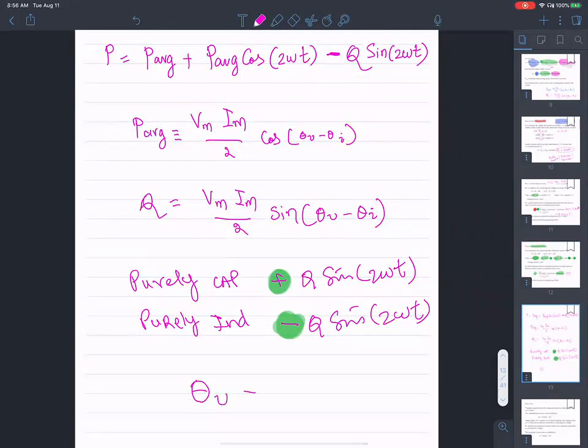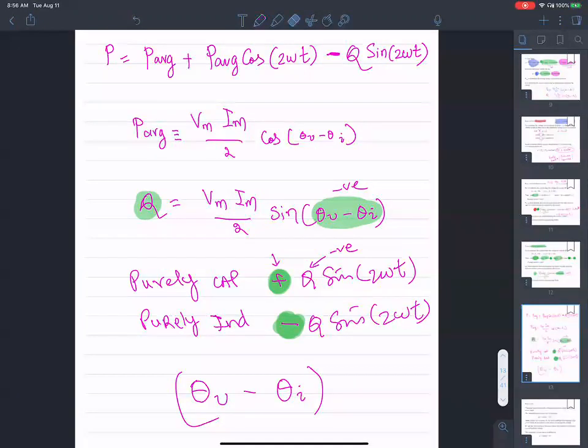The angle is correct. So the angle theta V minus theta I is an important angle, because if this is positive, Q turns out to be positive, which is an inductor. If theta V minus theta I is negative, then Q turns out to be negative, and you have negative times negative, which gives you a positive.